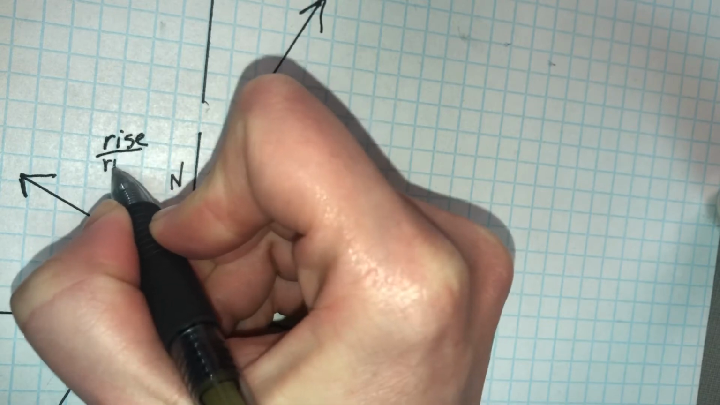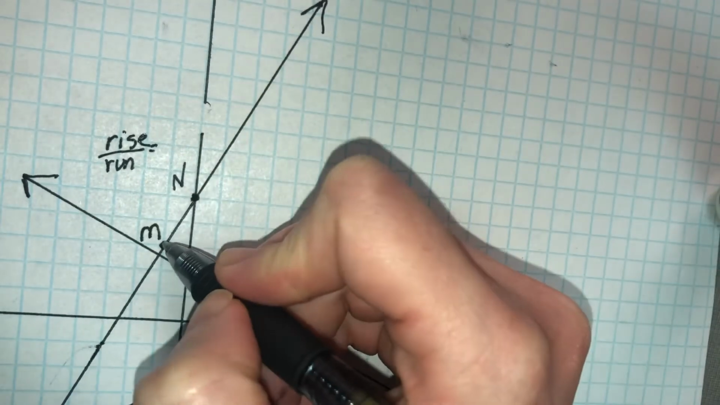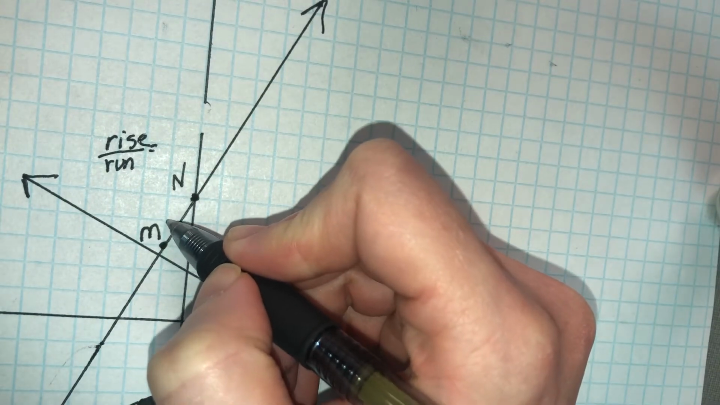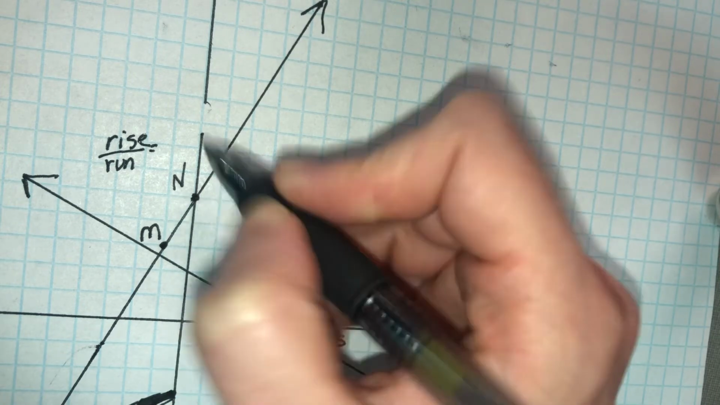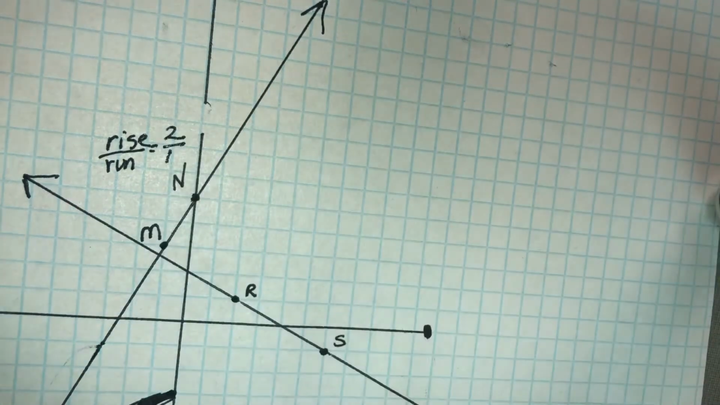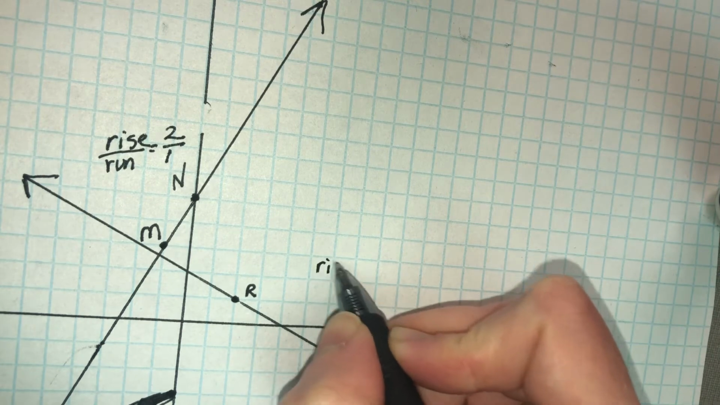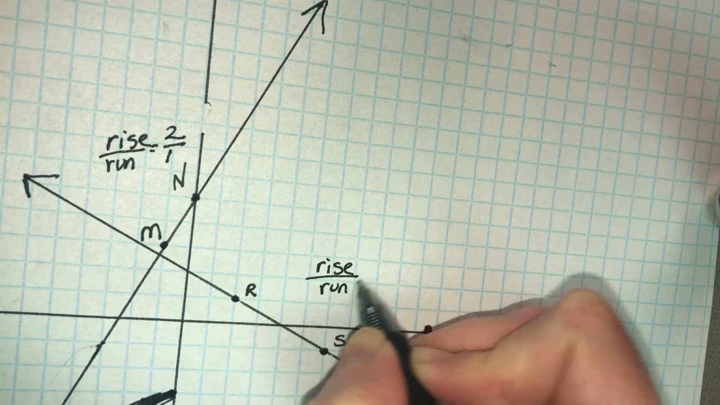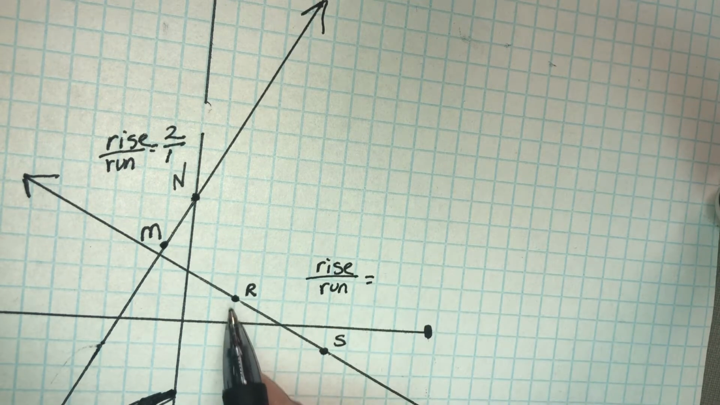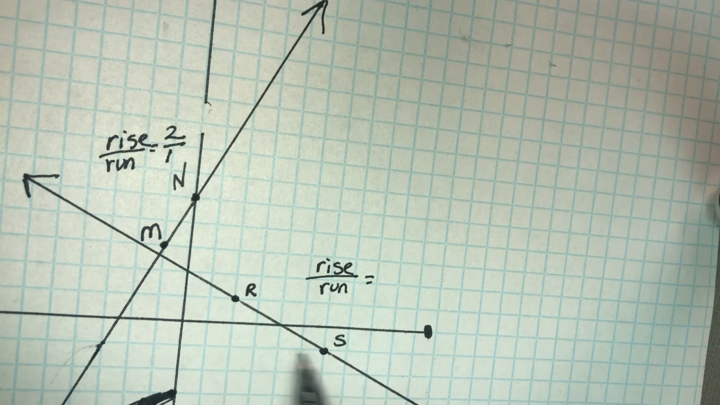We're going to do this graphically again with the rise and the run. So from M to N, I rise 1, 2, and run 1. So rise 2, run 1. From R to S, I don't go up to get from R to S. I go down.